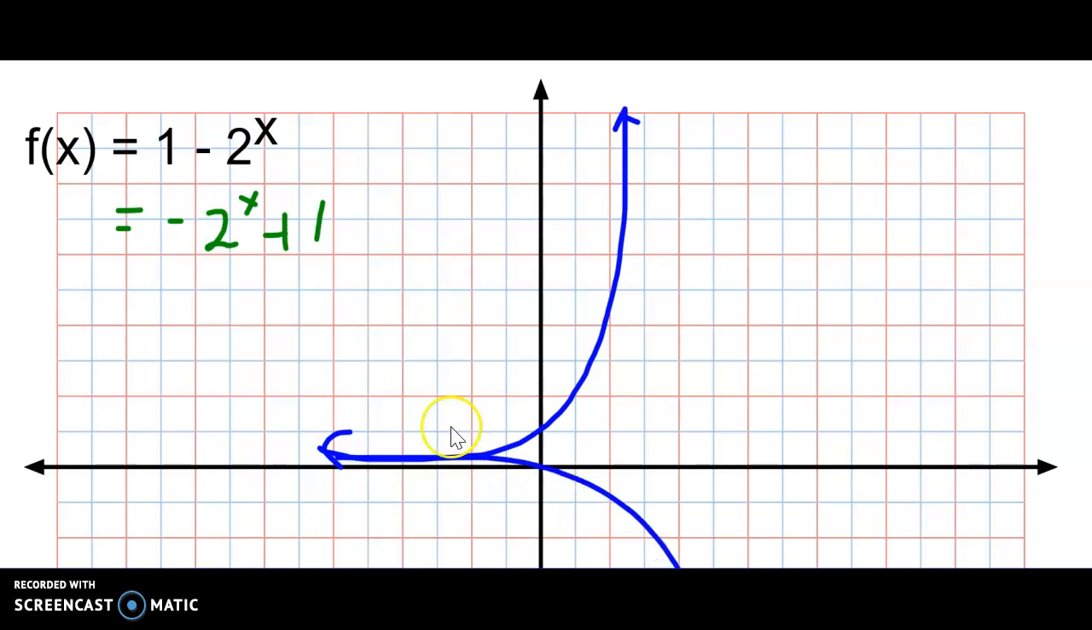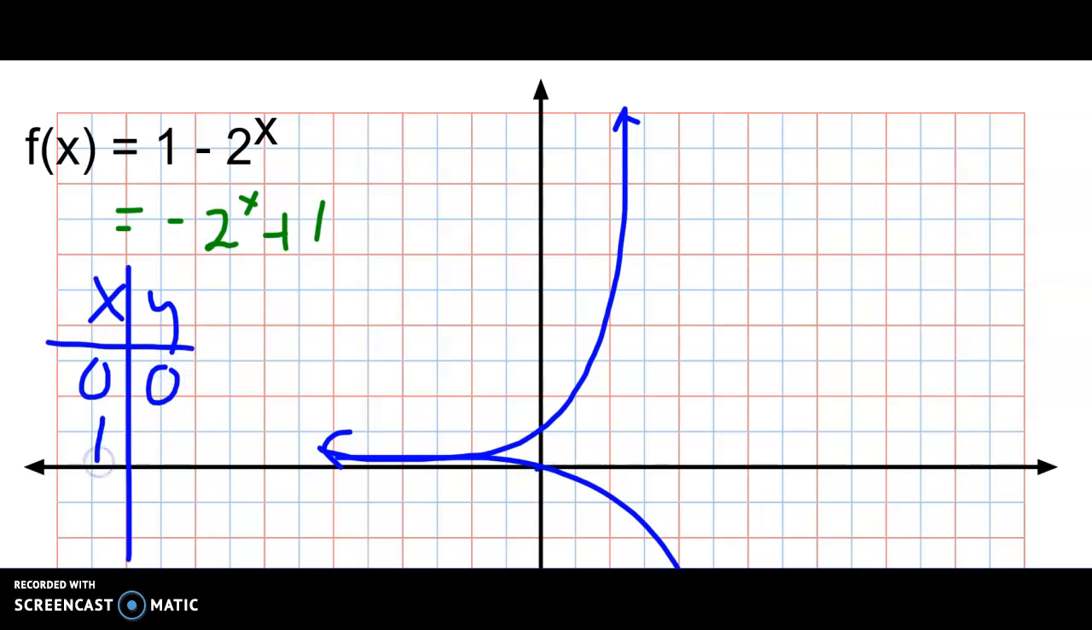All right, so let's look and see. You can always just plot points, but I'd like you to get an idea for what it should look like just by knowing what the general form of the graph looks like and then what the transformations do. If we put 0 in for x, 2 to the 0 is 1. The opposite of 1 is -1. -1 plus 1 is 0. So yes, it should be going through 0, 0.